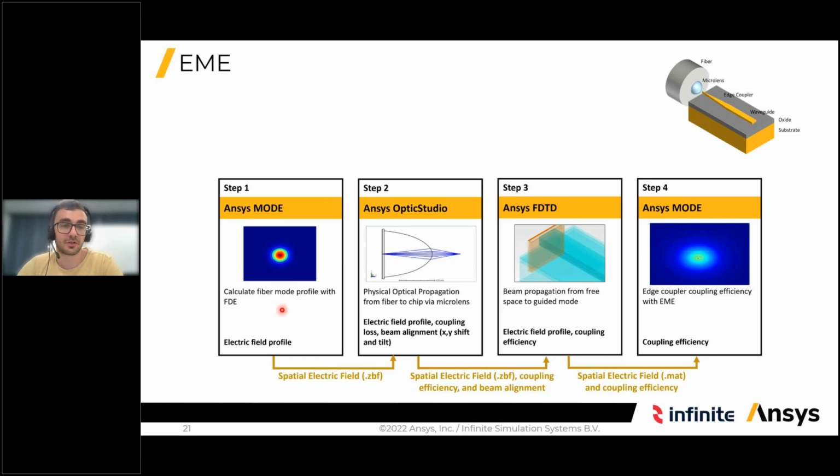And then you can import those data that you found here into Ansys Optic Studio, into Zemax, in order to simulate the propagation of the light through the lens itself. And then with FDTD, you can simulate the propagation of the light from the lens to the coupler itself. And then we go again to Ansys mode, but this time to EME. And then we can simulate the propagation of the light through the edge coupler, through the tapered waveguide. And then with all of this, we can determine the coupling efficiency from the fiber into the waveguide.